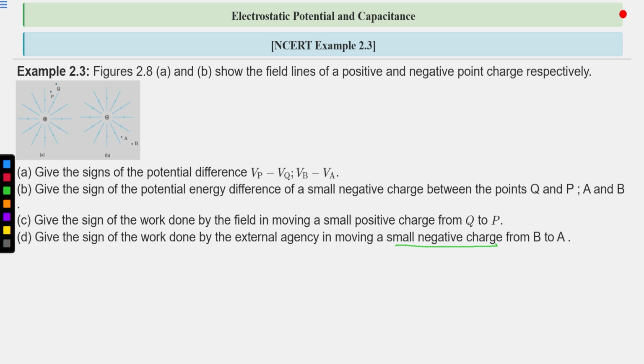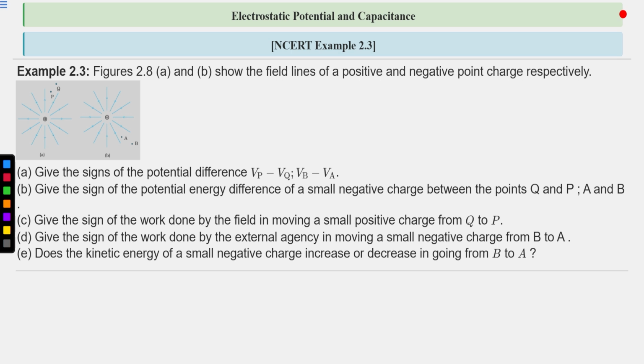And if it is not mentioned, then you have to take by default positive charge. But if it is mentioned negative charge, you have to consider that polarity of the charge. Now, give the sign of the work done by the external agency in moving a small negative charge from B to A.